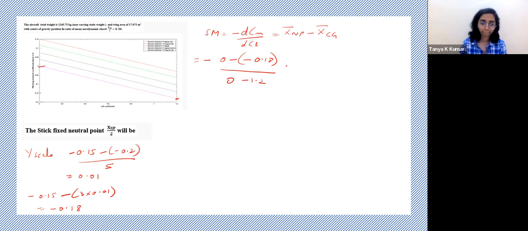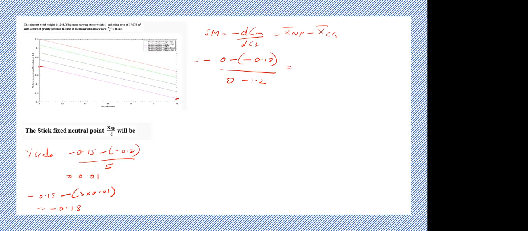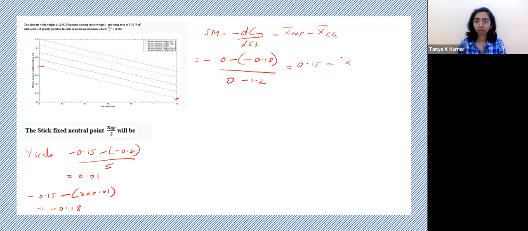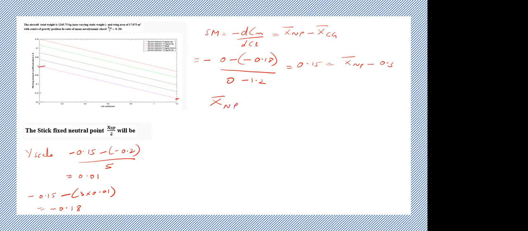So that would be approximately 0.15, and X bar NP minus X bar CG is 0.3. So your X bar NP would be 0.45.